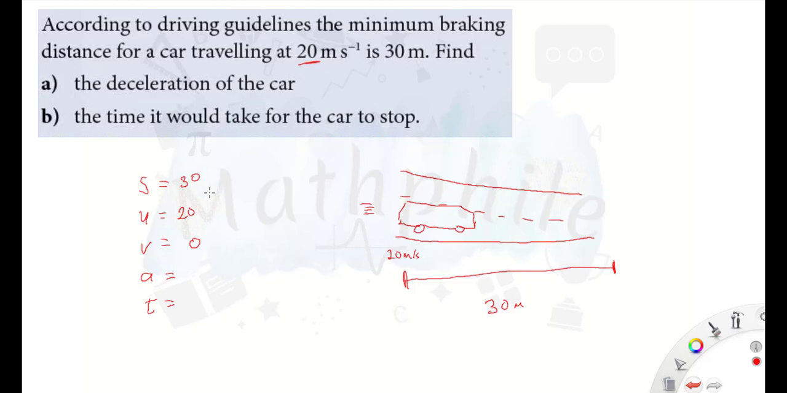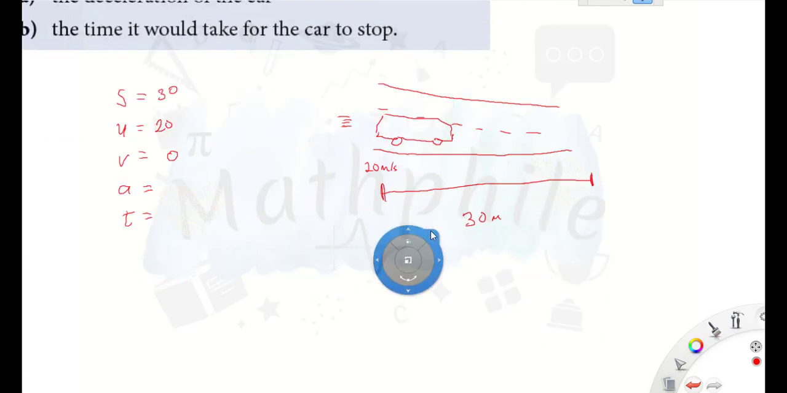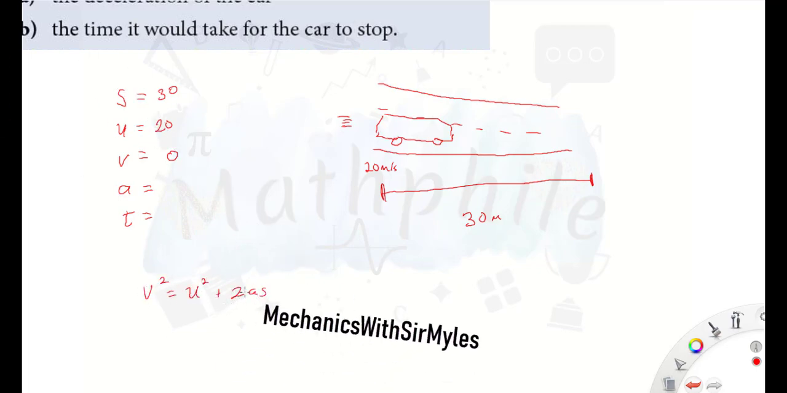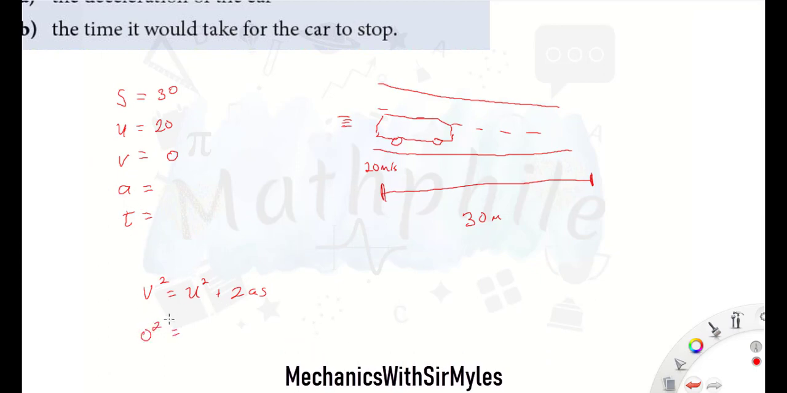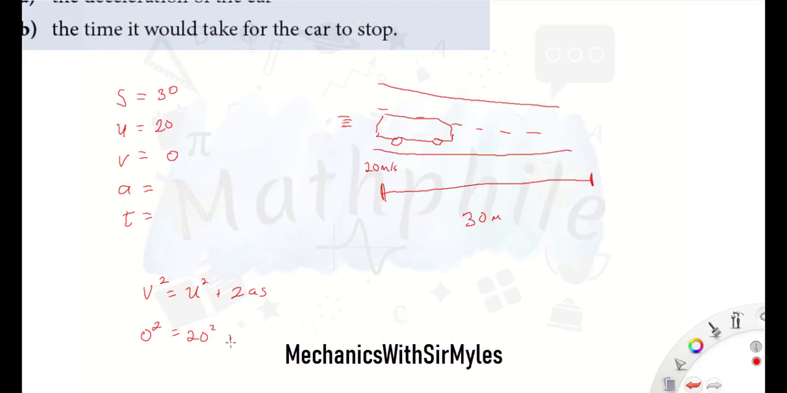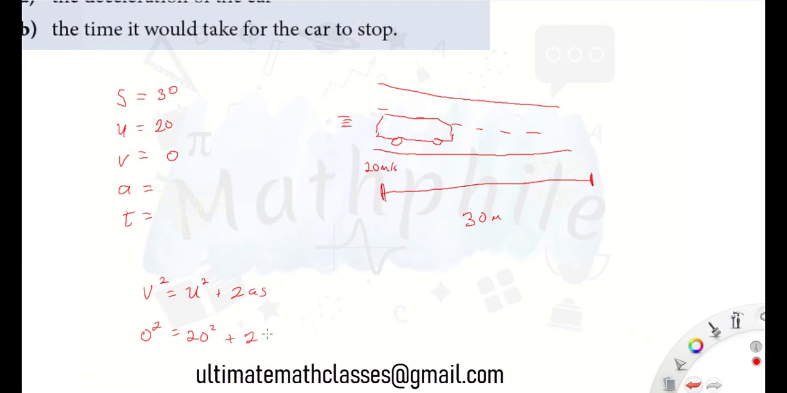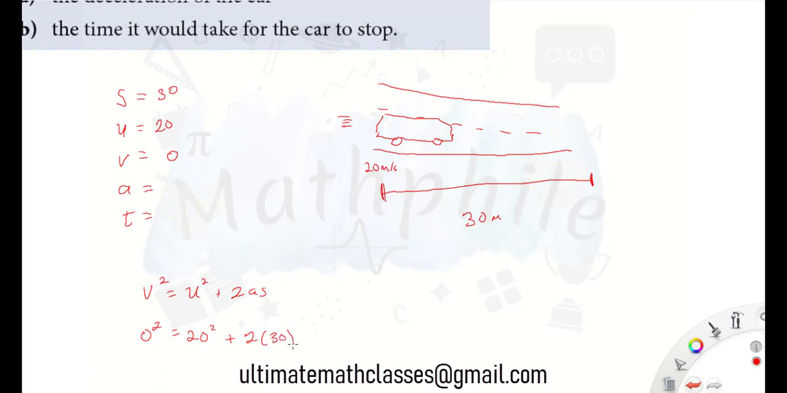So let's solve this one. I can use the equation v squared is equal to u squared plus 2as. V was given to me as 0, so 0 squared equals the u, which is 20 squared, plus 2, the acceleration, which wasn't given, and the s was given as 30.